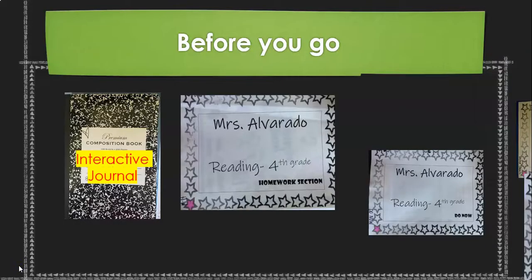Okay, boys and girls, and that is it. Before you go, make sure you have your homework section. We are checking page 4. Make sure you have your do now because that is something that you're doing independent. Make sure you have your interactive journal wherever you have your anchor chart for text features because that is what we're referencing today in class.